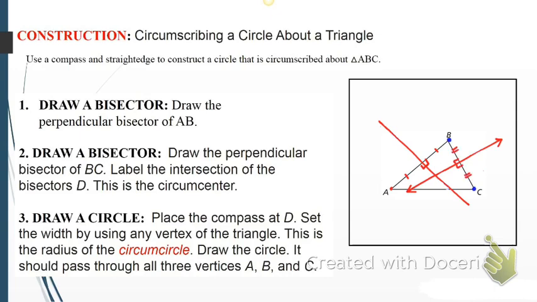Do we need to make a third perpendicular bisector? No, because we know that it's going to just intersect right here at this point D.